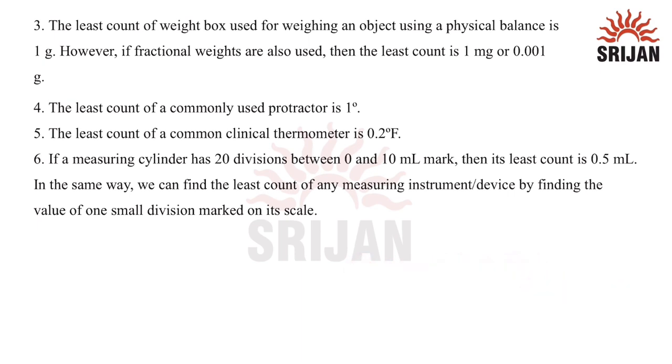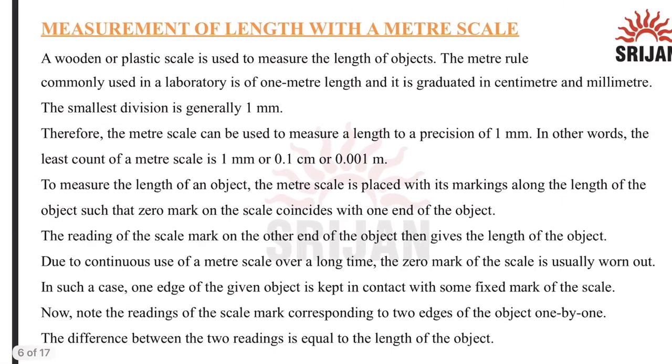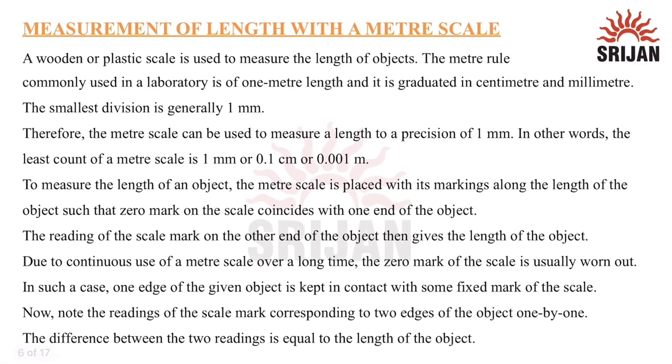In the same way, we can find the least count of any measuring instrument device by finding the value of one small division marked on its scale. Measurement of length by a meter scale. So, a wooden or a plastic scale is used to measure the length of the objects.